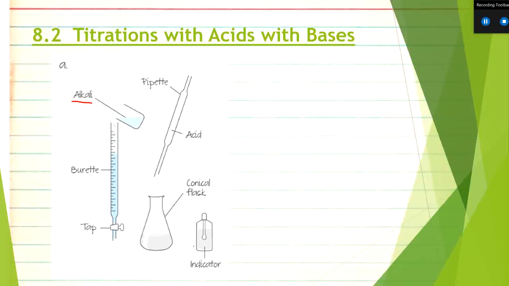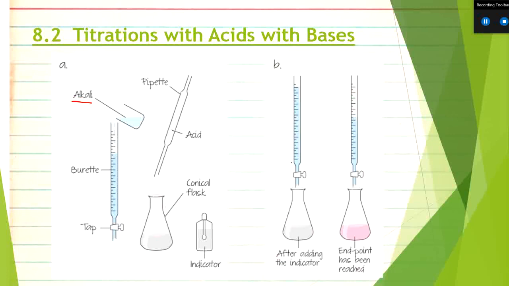And we have our indicator. Solutions of acids and bases are generally colorless, so they look just like water. So we do need an indicator to know when the reaction's finished. We'll look at indicators more in the next unit. So these are all the pieces. We have our base in our burette. We have our acid in our Erlenmeyer flask. We add a couple of drops of the indicator into our acid, and then we titrate.